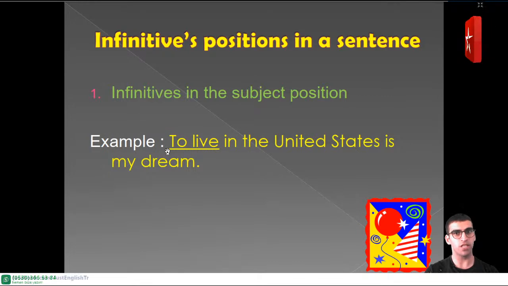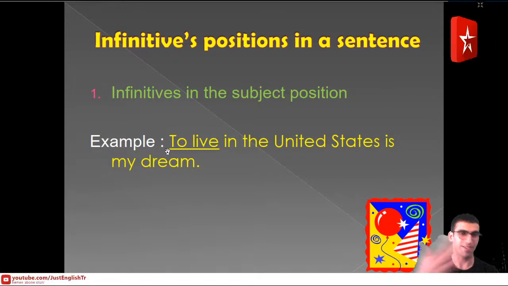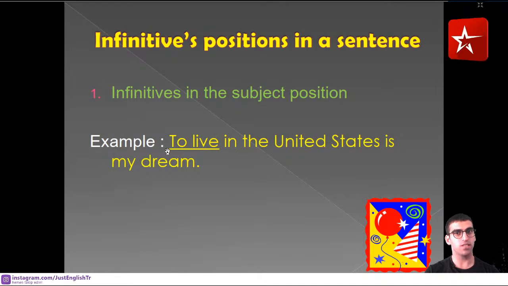Infinitives we can also use in the subject position. To live in the United States is my dream. For gerund we could say living in the United States is my dream, but for infinitive we can say to live in the United States is my dream, guys. Okay, I'd like to live in New Zealand. To live in the United States is my dream. Yes. So here, as you see, infinitive plays the role of subject in the sentence.